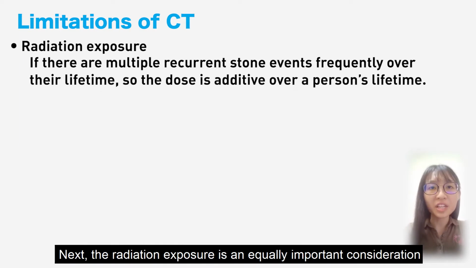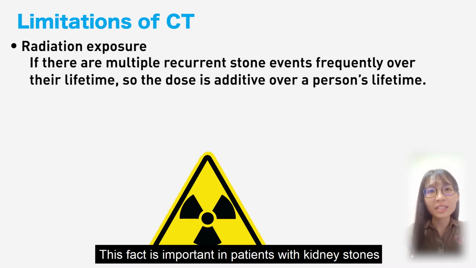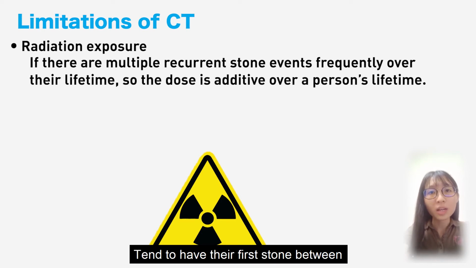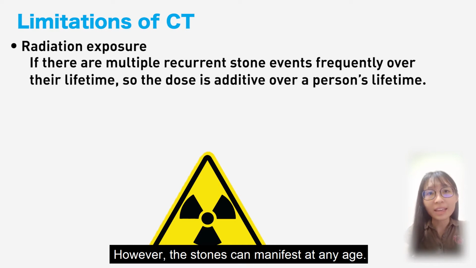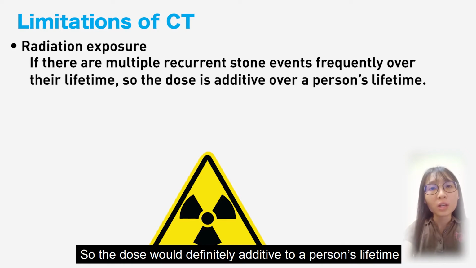Next, radiation exposure is an equally important consideration. This is important in patients with kidney stones, who tend to be young, where stone formers tend to have their first stone between the ages of 20 and 40 years. However, the stone can manifest at any age. If there are multiple recurrent stone events over their lifetime, the dose will definitely be additive over a person's lifetime.